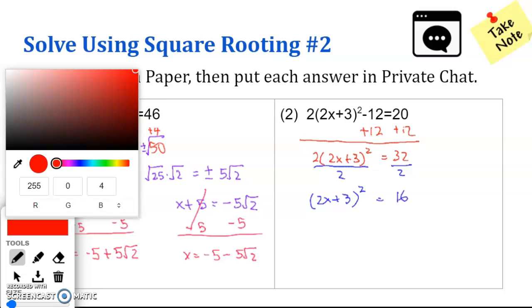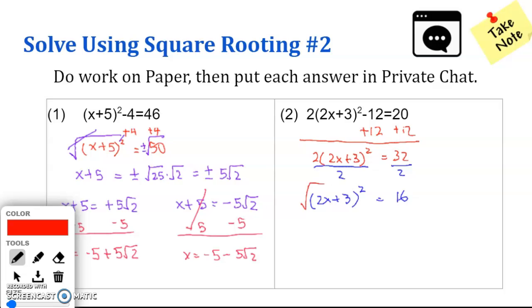Now when I take a square root of both sides, don't forget the plus or minus sign.